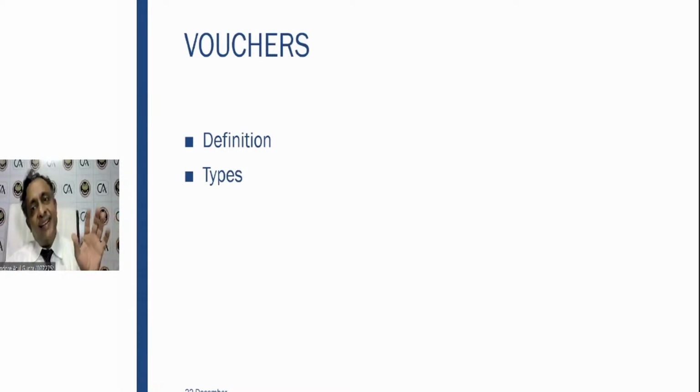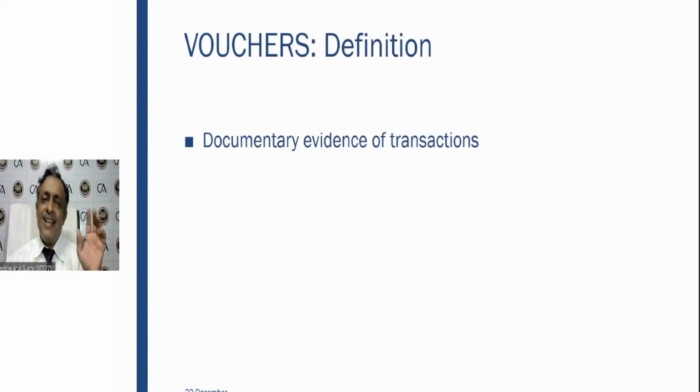So definition and then types of voucher. What is a voucher? A documentary evidence of transaction. Very good. So you talked about that online. One of the things I thought would come out is that suppose you buy a product or you order from an online food store, you get an invoice, and that becomes a voucher, documentary evidence of transaction. So that is a voucher. SA 230, documentation. Okay.